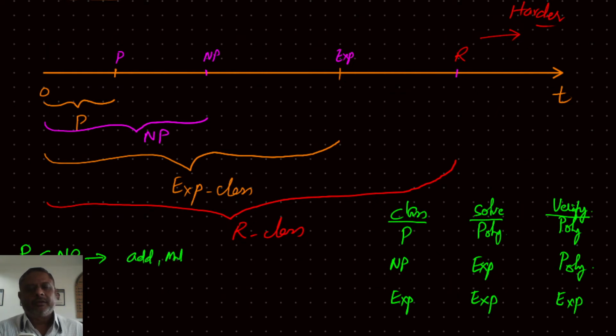So the examples for polynomial time can be addition, subtraction, multiplication, then searching, sorting, and so many other things. Now coming to NP, yes, we have 0-1 knapsack problem, then we have traveling salesperson problem, then we have Sudoku, then we have Minesweeper.